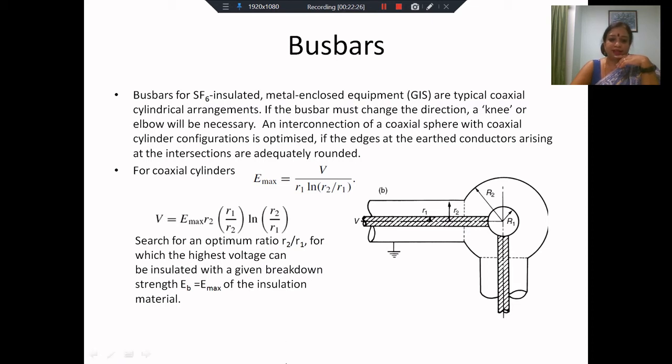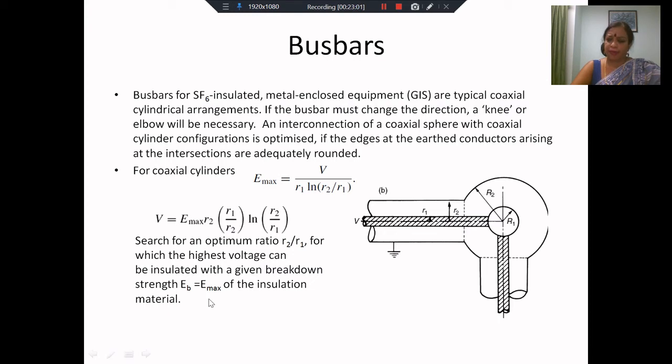Now, we know that the voltage is the same. So the maximum electric field in the cylindrical part is given by capital V divided by R1 ln R2 by R1. So if you have a particular value of Emax, then you can write V in terms of Emax as V is equal to Emax R1 ln R2 by R1. So what we have done is we have expressed V as a function of everything else.